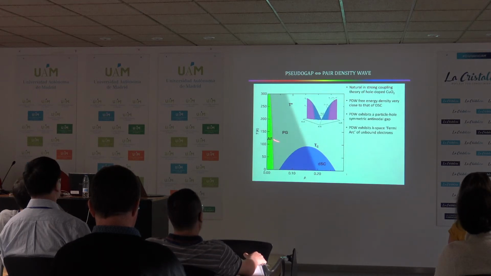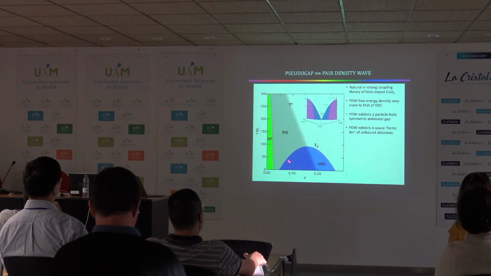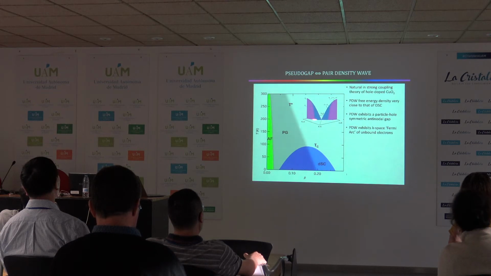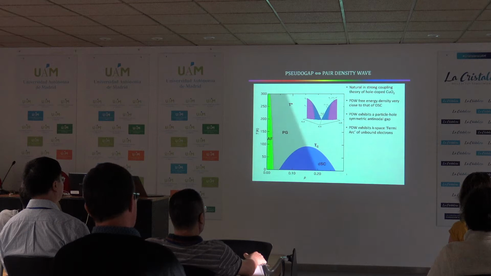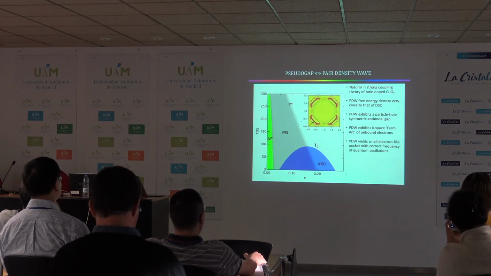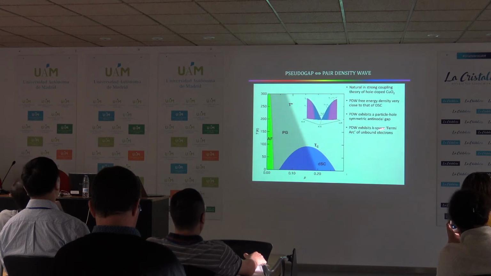The property of the pseudogap phase is that above Tc, it has a large gap near the antinodes, and it has no gap near the nodes. A large gap at the antinodes and no gap near the nodes. That is the gap structure of any pair density wave. It's a well-known fact. Therefore, you also get a Fermi arc.